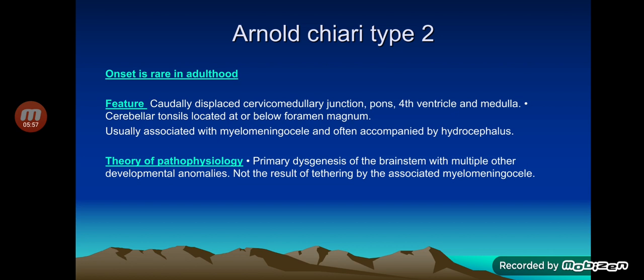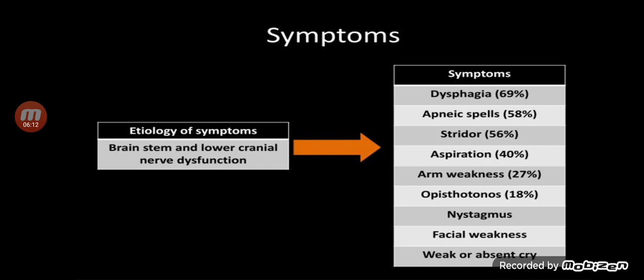In the pathophysiology, the primary dysgenesis of the brainstem with multiple other developmental anomalies may coexist, and those are not the result of the tethering of the associated myelomeningocele. The etiology of the symptoms are brainstem and lower cranial nerves dysfunction, so the patients may present with dysphagia, dysarthria, apnea, stridor, aspiration, arm weakness, opisthotonus, nystagmus, facial weakness, weak or absent cry.